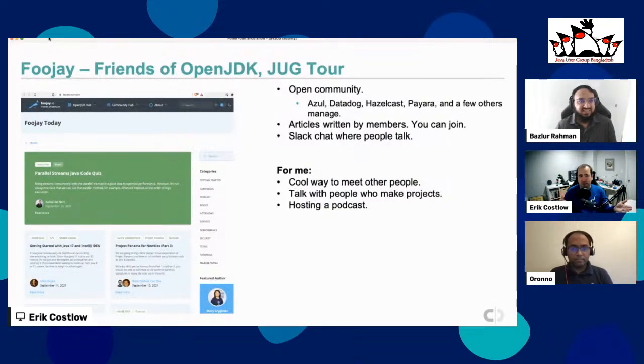So the first thing I want to talk about is the way that we got to the conversation today. We're doing this as part of the Foojay JUG Tour for the JDK 17 release, and Foojay is Friends of OpenJDK. It's an open community that anyone is welcome to join. There's a number of companies that operate in it: Azul, Datadog, Hazelcast, Payara, and a large number of others have gotten together to create this nice, friendly community to chat. There's also a lot of articles written by different experts and project maintainers. Some of them syndicate their personal blogs to it, some of them don't. There's also a nice Slack to just talk with different people.